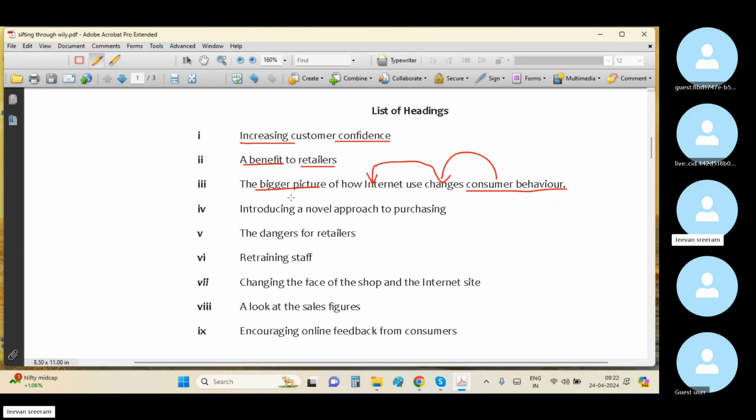Introducing a novel approach to purchasing. Okay, a new method, a new way of purchasing. So if any paragraph contains a meaning like a new way of purchasing, that paragraph must be matched to this heading. The dangers for retailers.